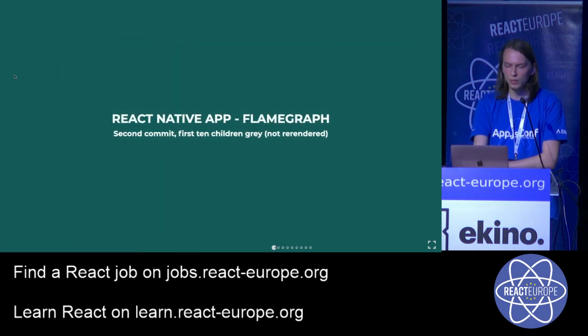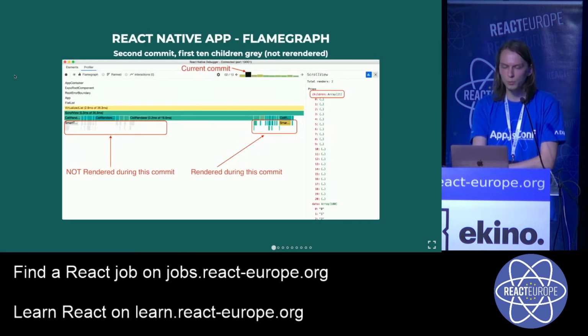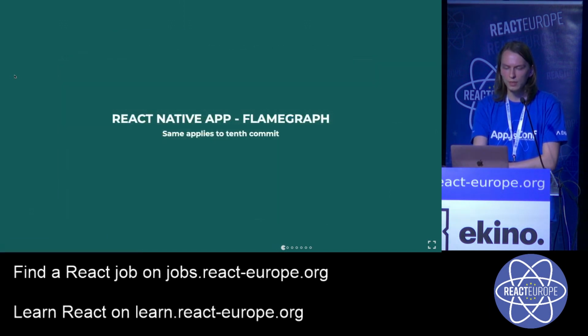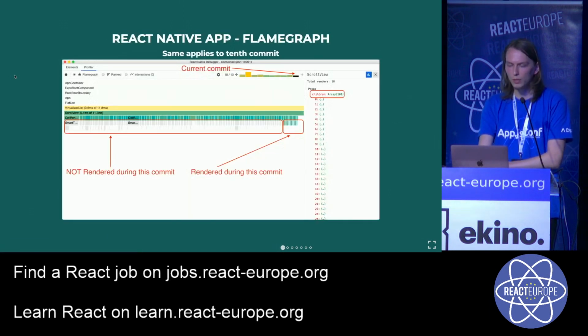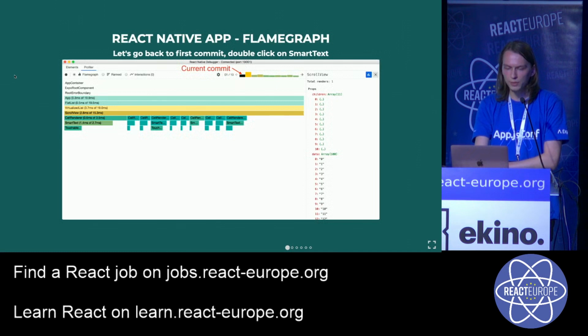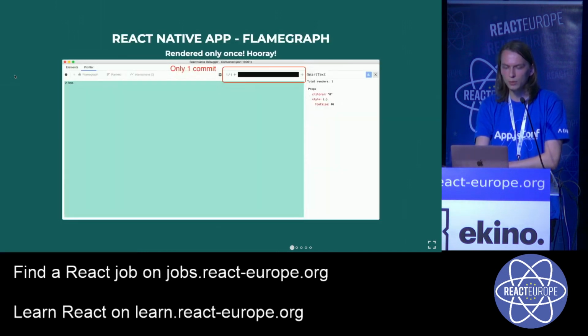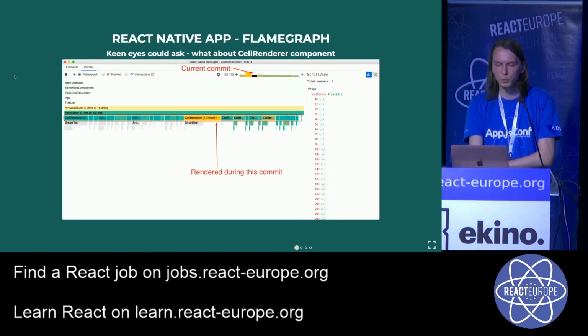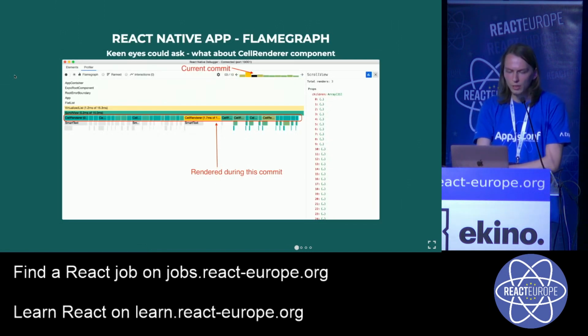But on the second commit, we will see that we have a group of not rendered components and new components that were rendered. We can see the same with the third and the 10th commit, where only a new chunk of children was rendered. Let's confirm that by going back to the first commit and double-clicking on the smart text component. Yay, we did it.